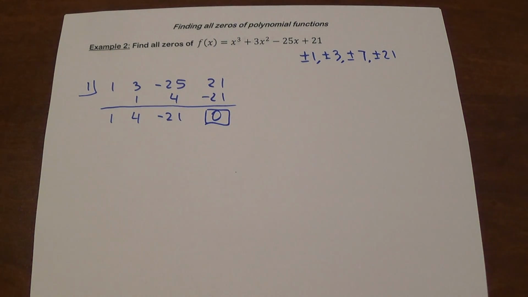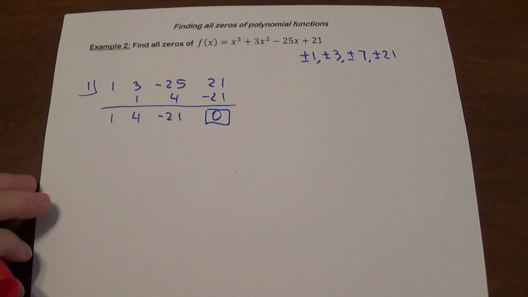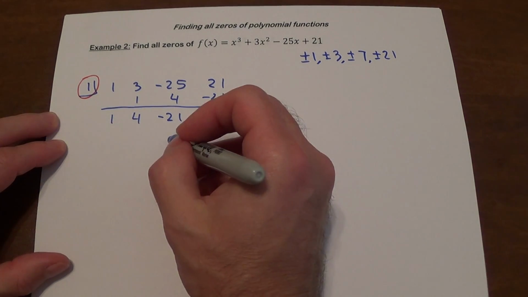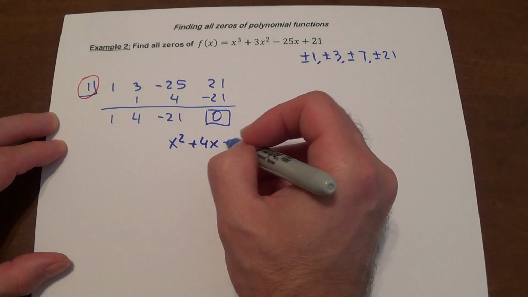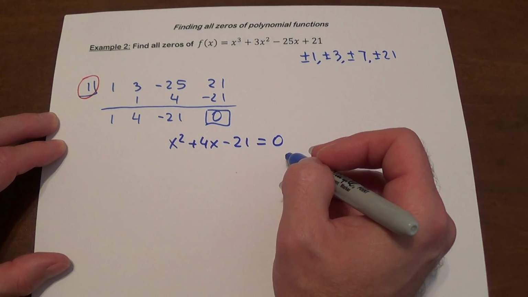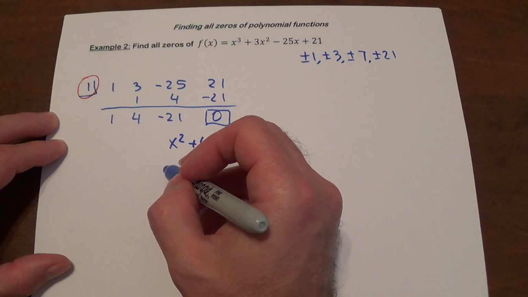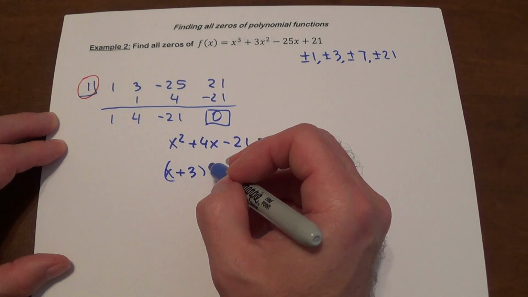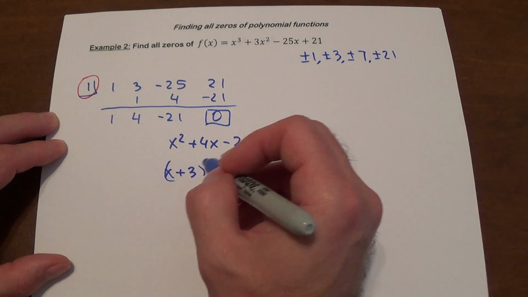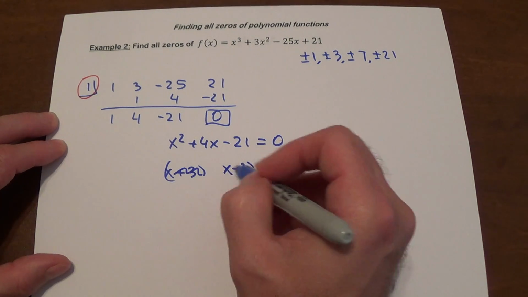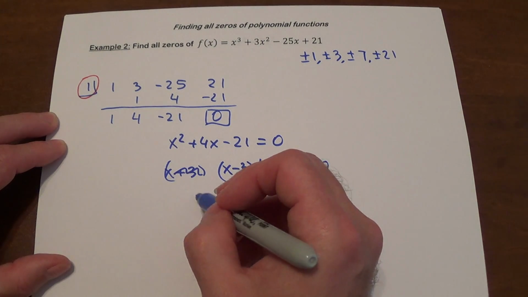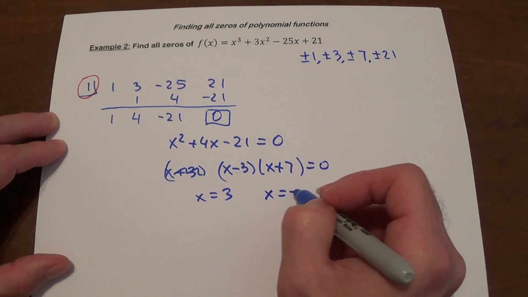And also we started with the cubic equation. We got 1, 0, which means we have a quadratic equation, and we can solve it by any other appropriate method. So we're going to have x squared plus 4x minus 21 equals 0. This one can be factored. It factors as x minus 3 times x plus 7. Gives you 0, and then it's going to give us 3, and it's going to give us negative 7.